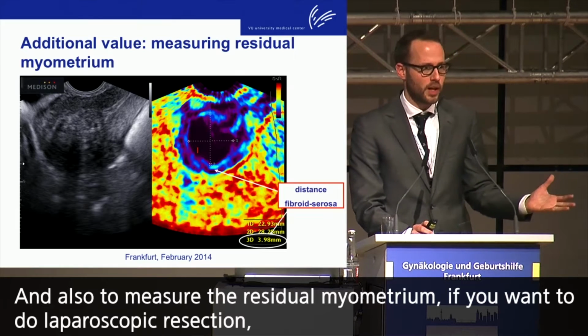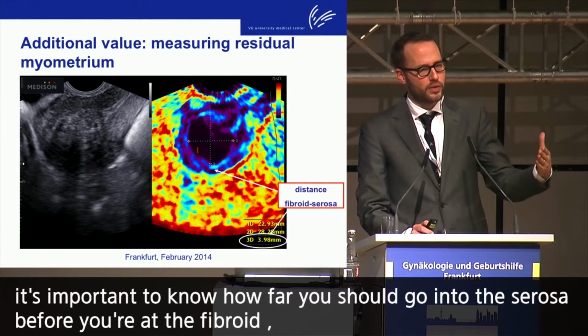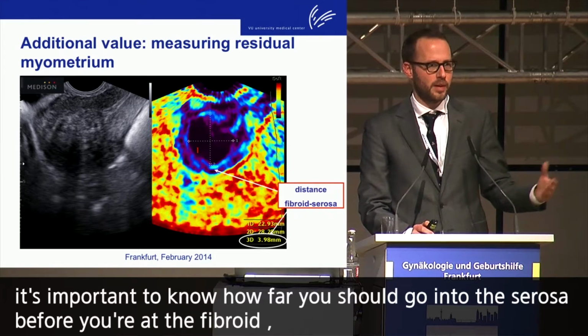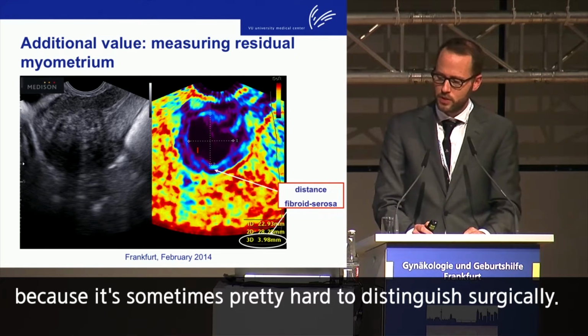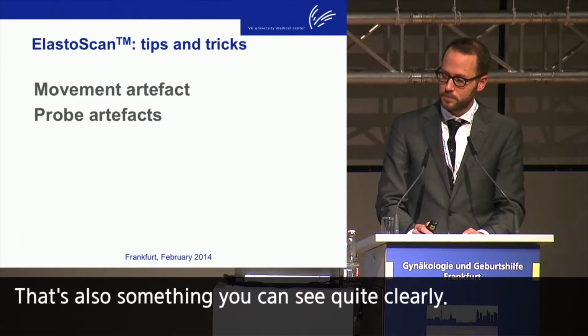If you want to do a laparoscopic resection, it's important to know how far you should go into the serosa before you're at the fibroid, because sometimes it's pretty hard to distinguish surgically. And that's also something you can see quite clearly.